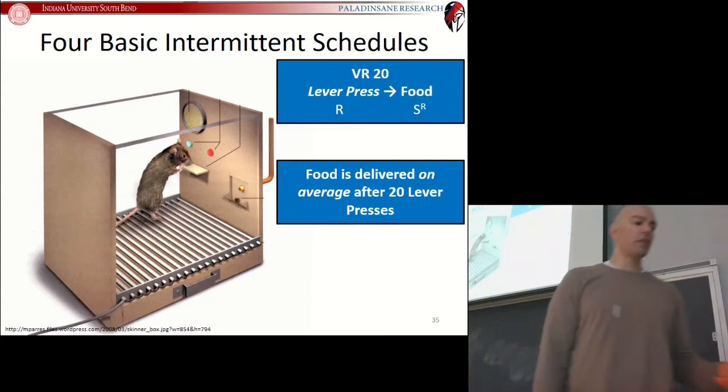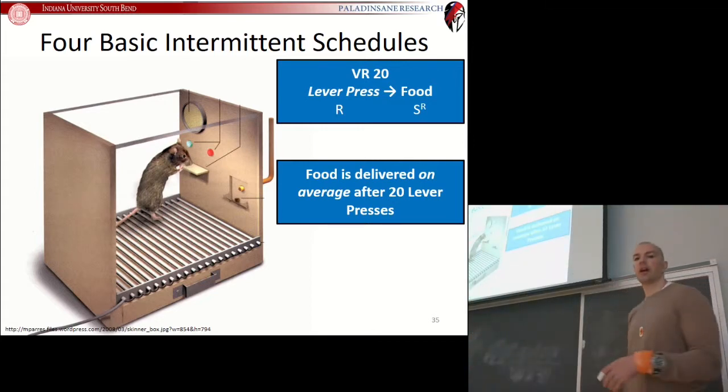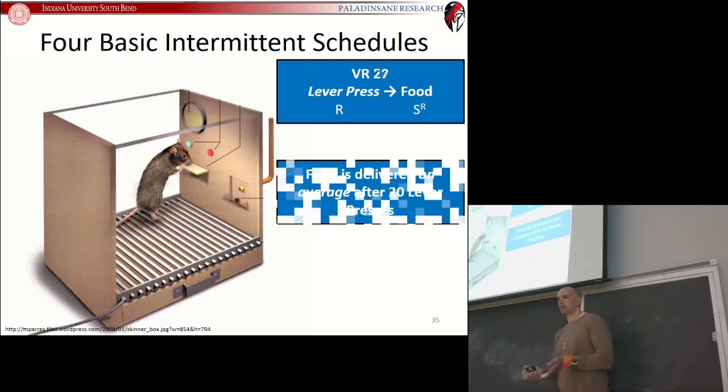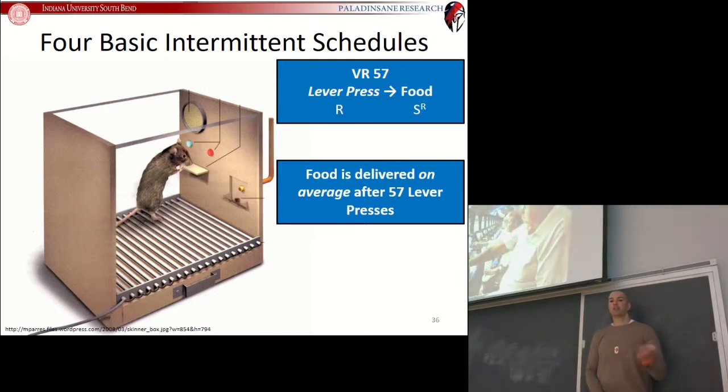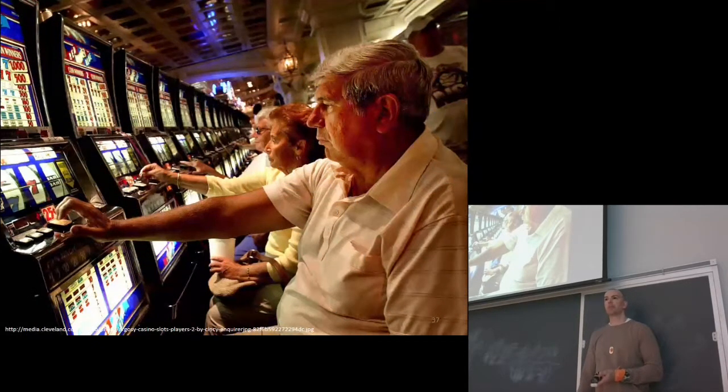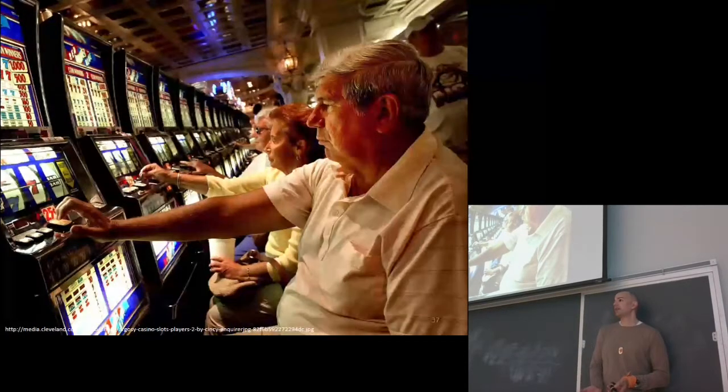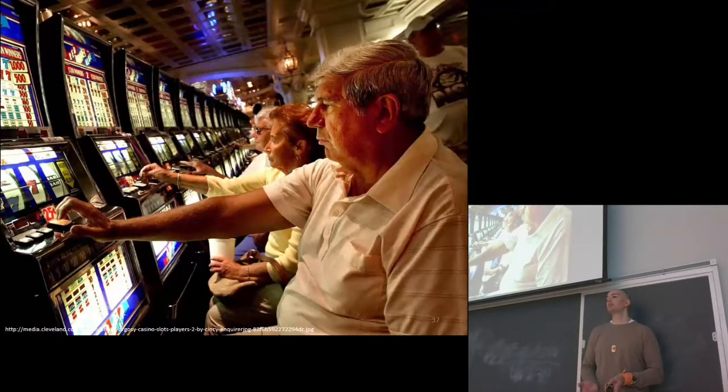So variable ratio 20, food is delivered on average after 20 presses. Variable ratio 57, food is delivered on average after 57 lever presses. And depending upon the design of the casino, of the slot machine games, these are the schedules that slot machines are on. So with a slot machine, you don't know which button press is going to let you win the next jackpot.